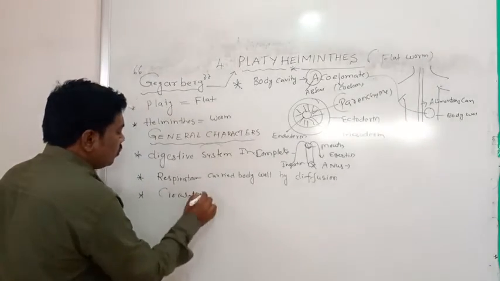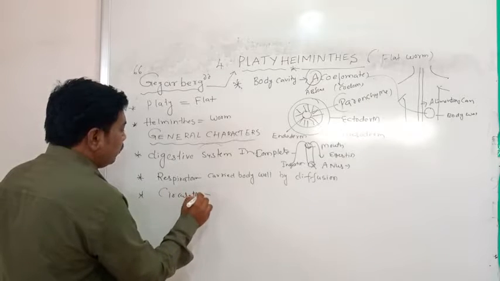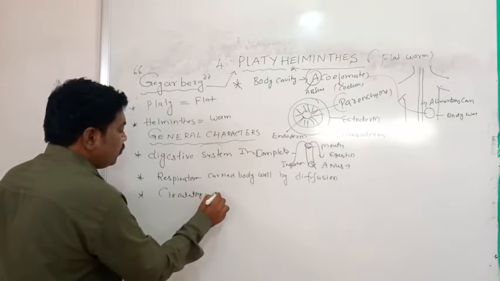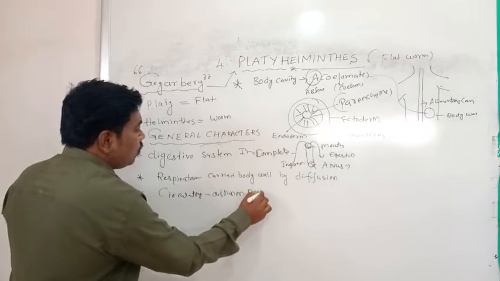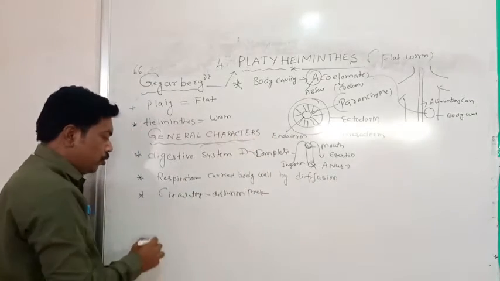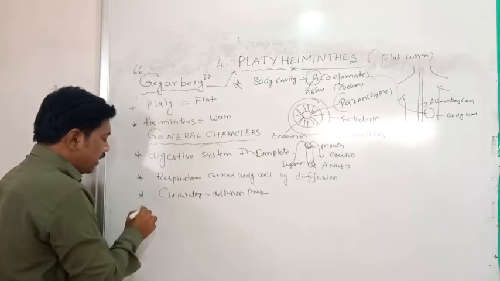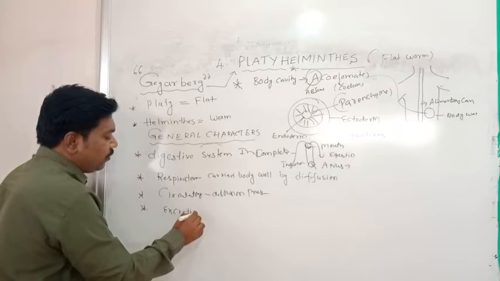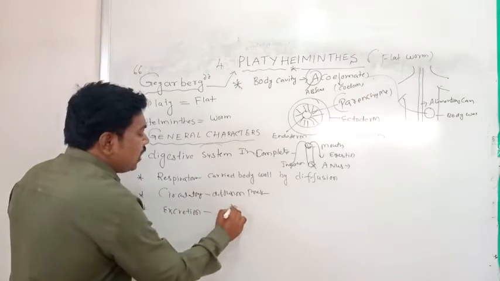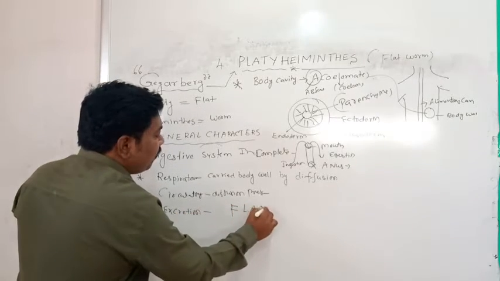Circulatory system is also carried by the diffusion process through the help of this parenchyme tissue distribution. And next, what is the excretion? The excretion is performed by specialized cells. Those cells are known as flame cells.